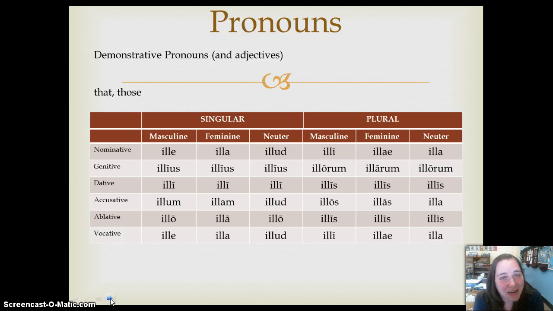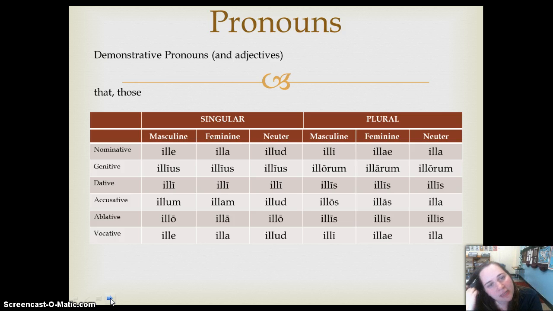There are a lot of them, and I understand that this is a little bit of a challenge, but of course you already have them in your memory from last year, and now we need to revisit them and reorganize our thoughts. Demonstrative pronouns, these are ones that point out, right? This, that, these, those, that kind of stuff, okay?